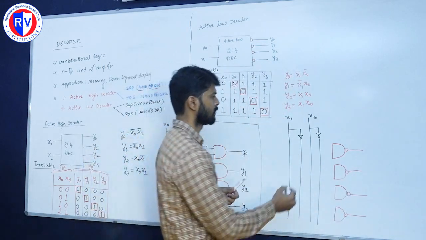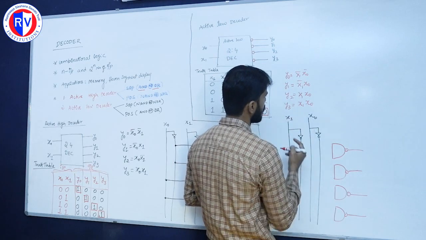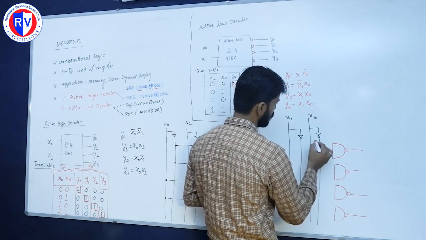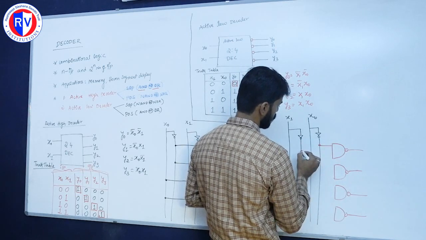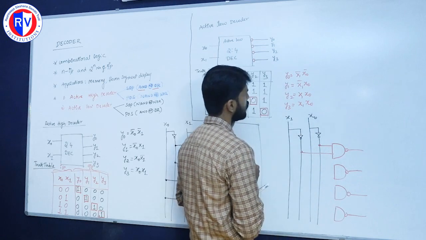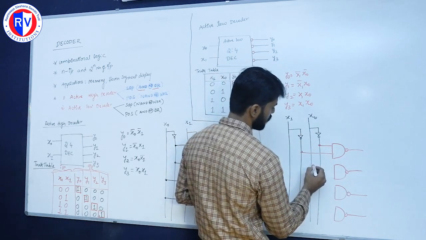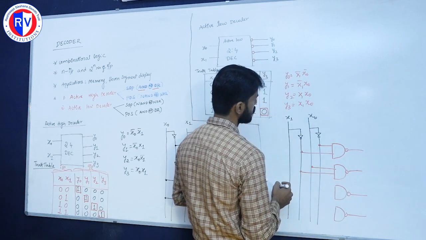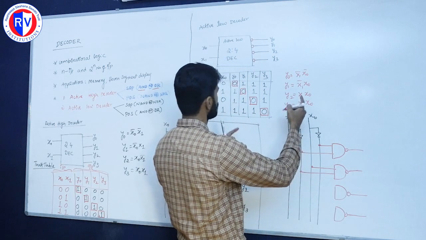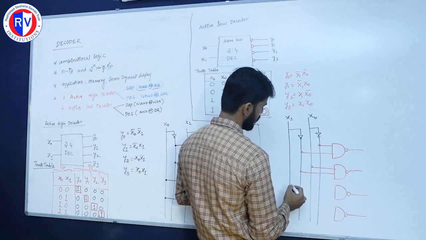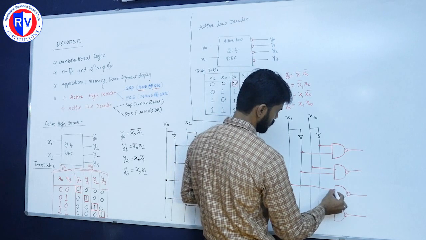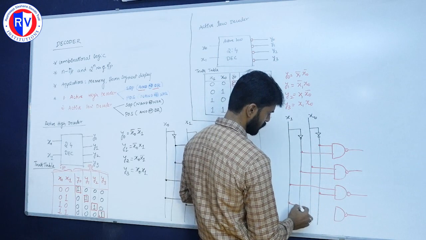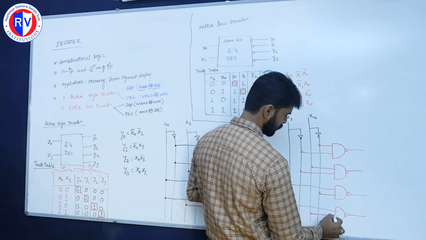In this, the first one is X1 bar, X0 bar. The next one is X1 bar and X0. I will take X0 and this is the X0 bar. The next is X1, X0 bar, and the last one is X1 and X0.